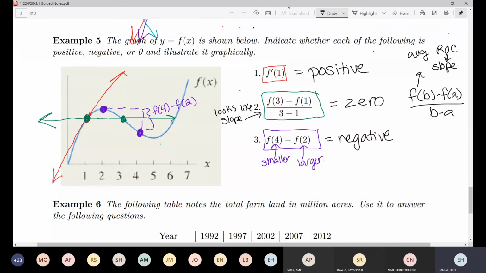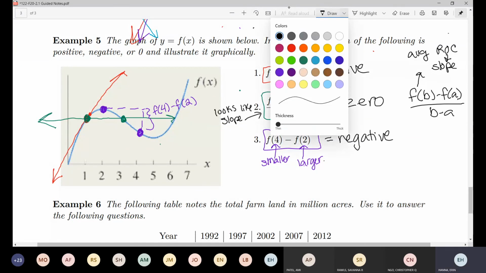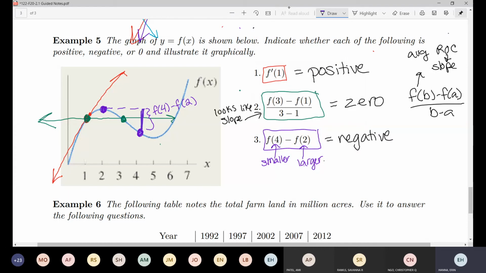So you might not immediately see negative because you just see this distance here. But then you just have to think about which one of these two was larger than the other. f of 2 is actually larger. So a smaller number minus a larger number is, of course, a negative number. I'm out of time. We'll do the last one on Monday.